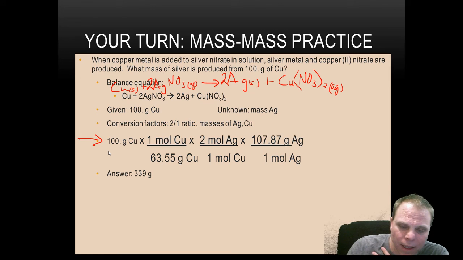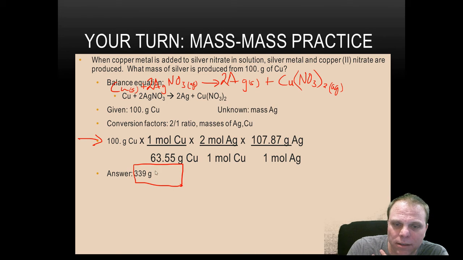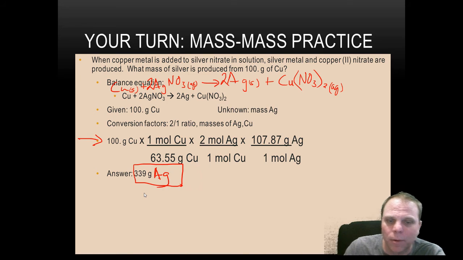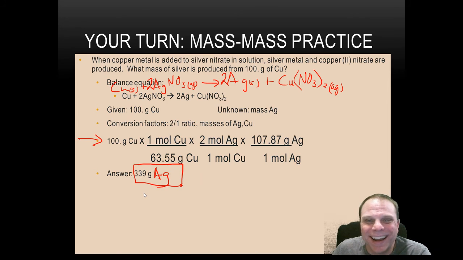Don't forget to put your units on the end. Silver is what we're getting, right? And then it's boxed. All right.